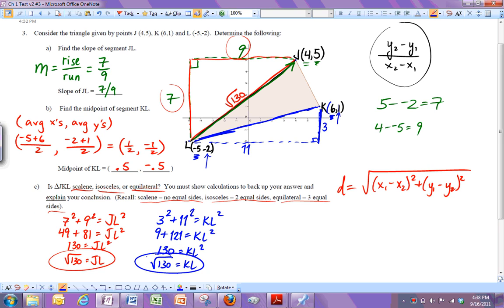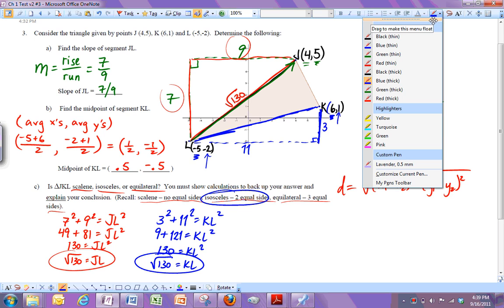Well, now I know at least two sides are the same, so it's at least isosceles. Some people stop there. That's not technically enough. I know that the third side doesn't look the same, but you've got to back it up with calculations. So you've got to check the third side too. So let's do that one.